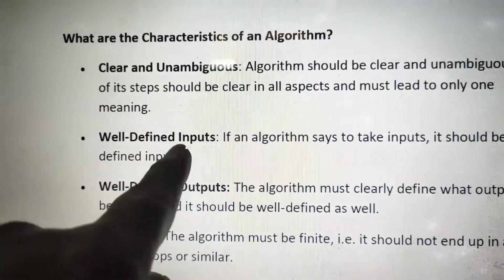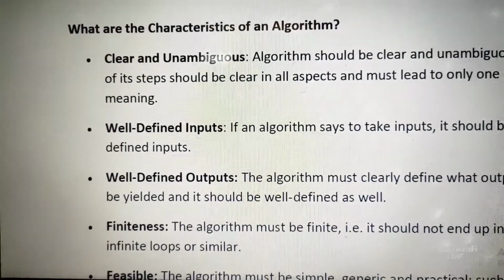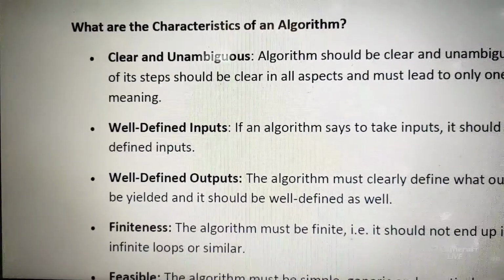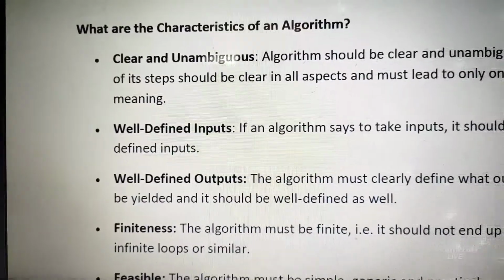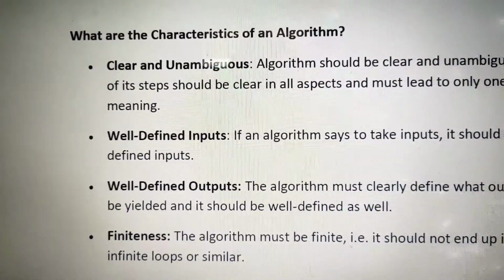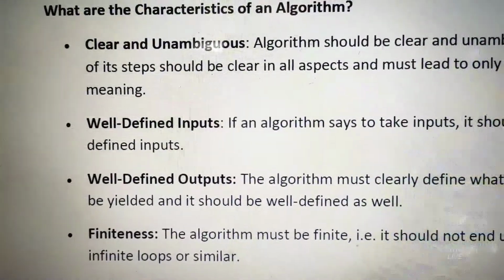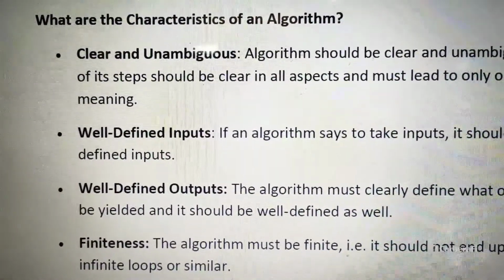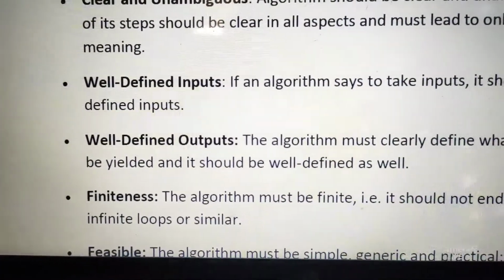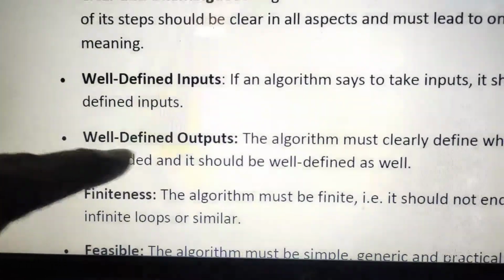Well-defined inputs. The input should be possible. For example, date of birth is okay, but some persons don't know their time of birth, so you can ignore that. We cannot take time of birth as input. Well-defined inputs, well-defined outputs. The inputs and outputs should be right.